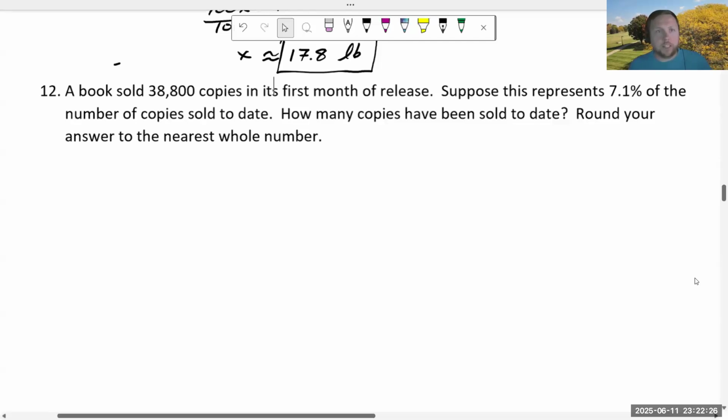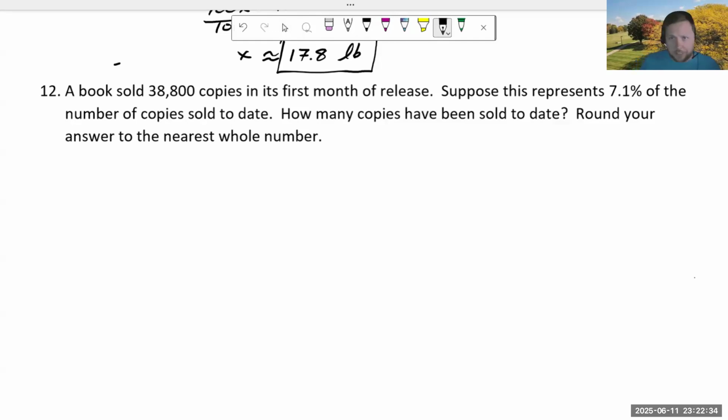A book sold 38,800 copies in its first month of release. Suppose this represents 7.1% of the number of copies sold to date. How many copies have been sold to date? Round your answer to the nearest whole number. So, okay, I like to set this up. And when I'm reading these, I'm checking to see if it's giving me a percent increase or decrease. You have to be careful with that. In this case, it's not. It's just a regular percentage.